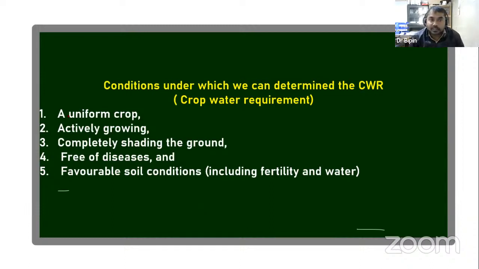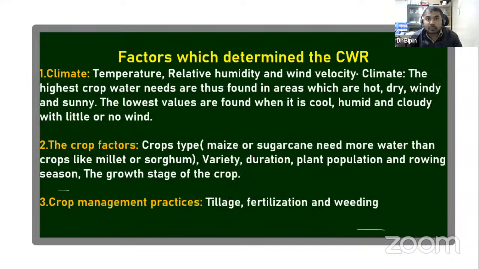First of all, if you are interested to calculate crop water requirement of any crop, your crop should be uniform. That should be actively growing. There should be complete standing on the ground, and the crop should be free from the disease. Because if the crop leaves are affected with the disease, then those will be ineffective leaves, and ineffective leaves will not transpire much of the water. The soil should be favorable for that particular kind of crop, including the soil fertility and in the context of the water, there should be no limitation. So these are the idealistic conditions required for the crop water requirement.